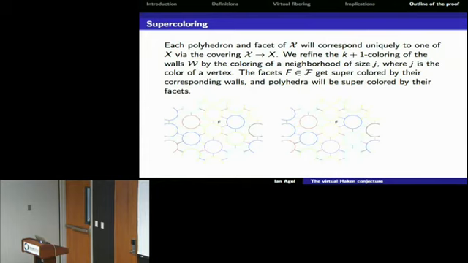Which 2 guys and which 2 guys? Here's my facet that I'm concentrating on, my representative of this face. This wall here is colored yellow, and this wall here is colored light blue. So even though these have the same color, and even the neighboring ones are set up to have the same colors, if I go distance less than or equal to 7 away, these walls are colored differently. So these represent 2 different supercolorings.